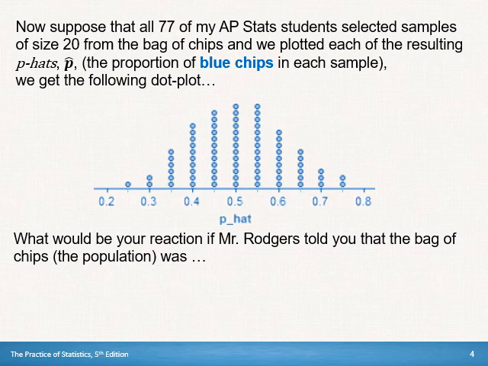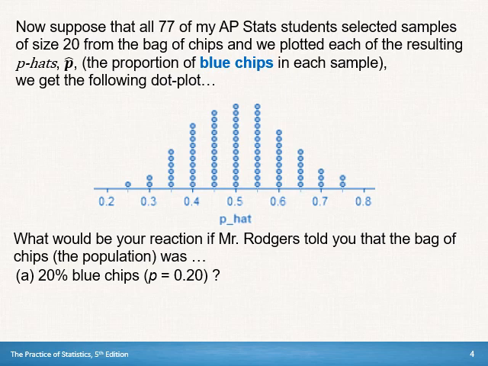All right. So what would your reaction be if I told you that there are 20% blue chips in the bag? Looking at our dot plot, what would be your reaction if I said that the population from which everyone sampled has a true proportion, P, of 20%?